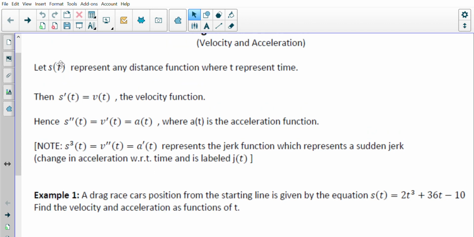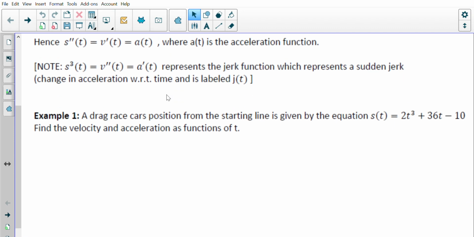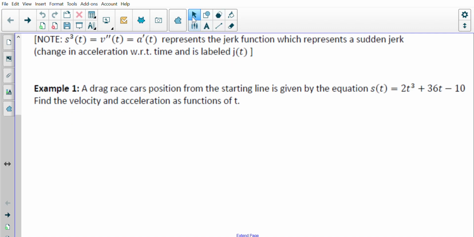All right, so if we take the derivative of our distance function, you get velocity. You take the derivative of the velocity function, you get the acceleration function. That's our focus. So we have example 1, where it says a drag race car's position from the starting line is given by that equation right there. Find the velocity and acceleration as functions of t.